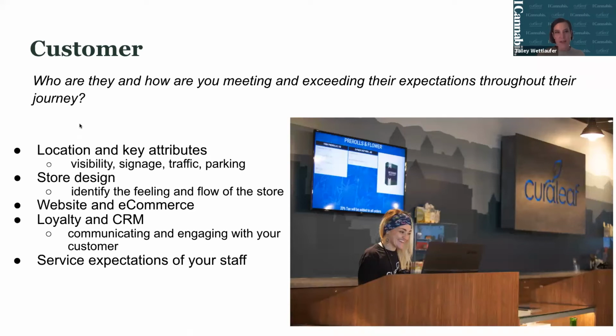The second piece I would say to think about is your store design. So what is the feeling and flow of the store that you want? I think you have to keep in mind that most of the customer base and most of the growth are going to be people that are new to the industry, right? So new to this space. So one thing we always look at, and I'm a huge advocate of, is how are we making the retail experience feel familiar to those customers, right?